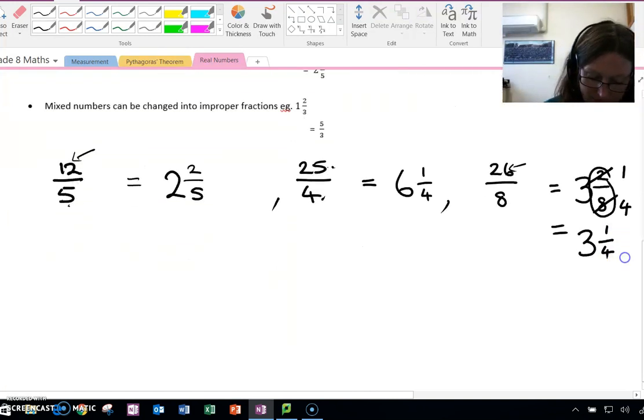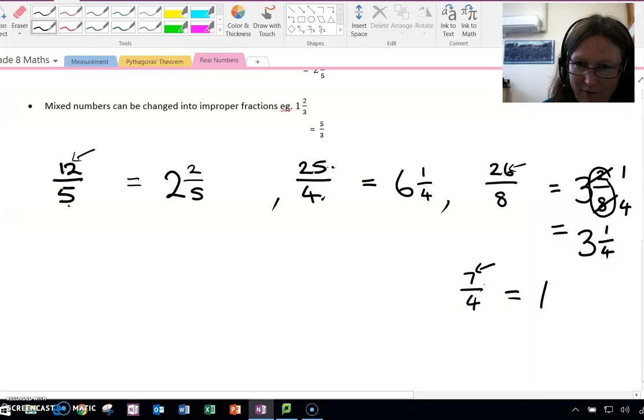One last one, an improper fraction, 7/4. Let's change that to a mixed number. How many times does 4 go into 7? The answer is 1. So 1 4 is 4. The number there, however, is 7. So there is 3 more. So 3 out of 4. So that is how we change our improper fractions into mixed numbers.